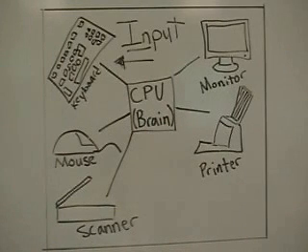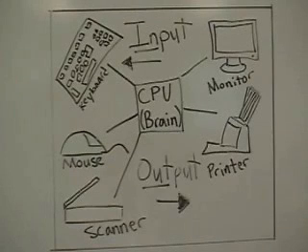These are examples of input devices. They are devices that transfer information into a computer. Information going into a computer is called input. Conversely, these are output devices. They take information from the computer and turn it into output that the user can understand.